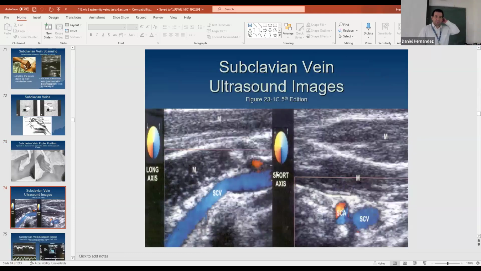These are images showing the subclavian vein on ultrasound. A nice sagittal view of the subclavian vein, and then short axis. This is where we would do that sniff and try to compress it, which is required of the Christiana Vascular Lab.